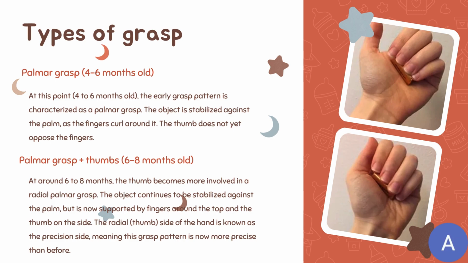Next, at around 6 to 8 months, the thumb becomes more involved in a radial palmar grasp. The object continues to be stabilized against the palm, but is now supported by fingers around the top and the thumb on the side. The radial thumb side of the hand is known as the precision side, meaning this grasp pattern is now more precise than before.